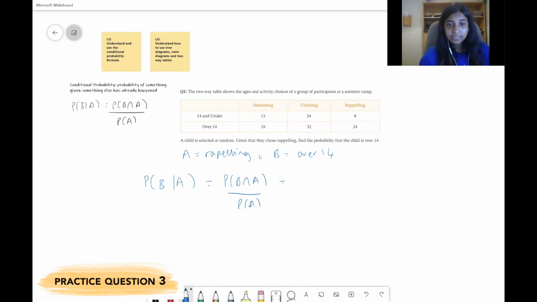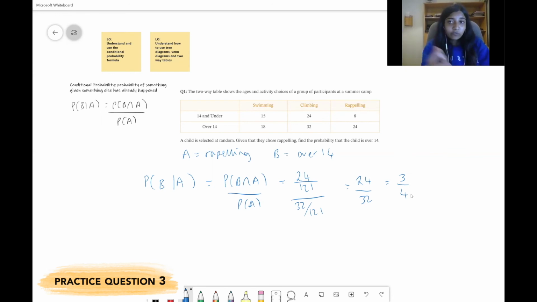So we want to find the probability of someone doing rappelling and being over the age of 14. So that's just 24 over the total amount of people. So if you add up, that'll be over 121, over the probability of A. So that's just the probability of rappelling. So that would be this whole column, which is 8 plus 24. So that's just 32 over 121, which is just equal to 24 over 32, which is just equal to 3 over 4. So that's your conditional probability.